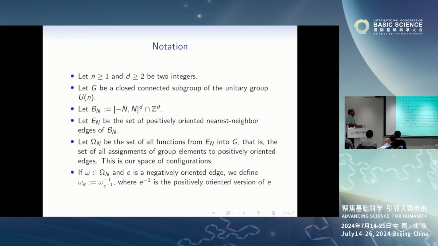And if you take a configuration and e is a negatively oriented edge, we define the group element attached to that edge as the inverse of the group element attached to the positively oriented version of e. That way you have group elements attached to both positively and negatively oriented edges. So you take a configuration and then you extend that configuration with this definition for negatively oriented edges. Is this notation clear? Any questions? Let me know.